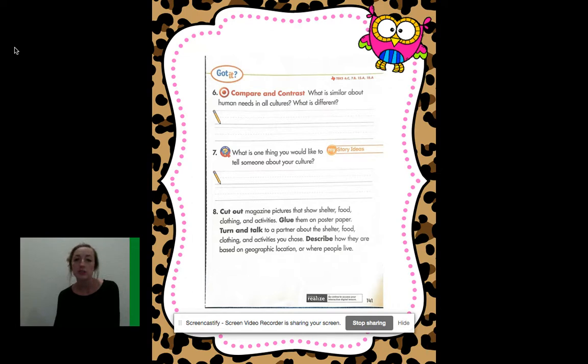So number 6 says, compare and contrast. Does anyone know what that means? When you compare and contrast something, what are you doing? You're talking about how they may be similar, so how they're the same, and then contrast means that you are figuring out how they're different. So you compare and contrast. You compare how they're the same, that's comparing, and contrast means different.